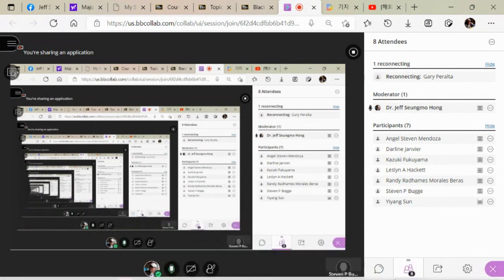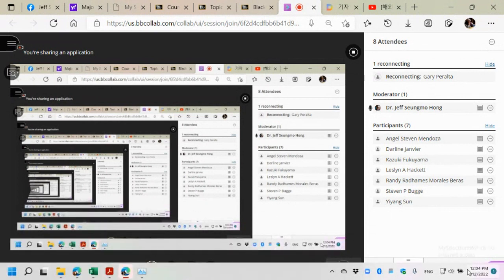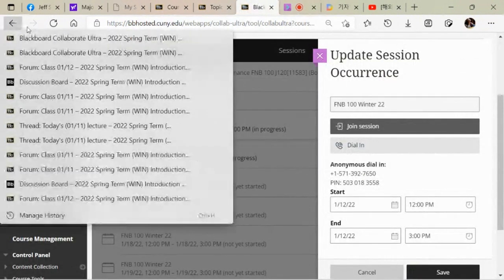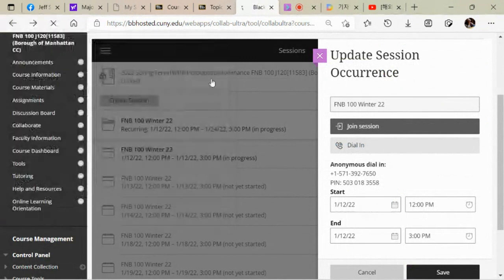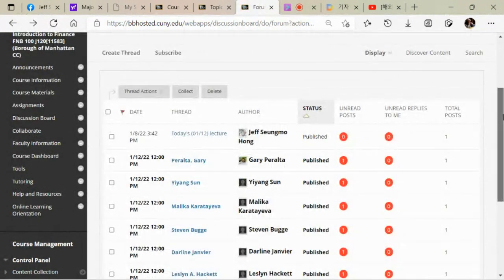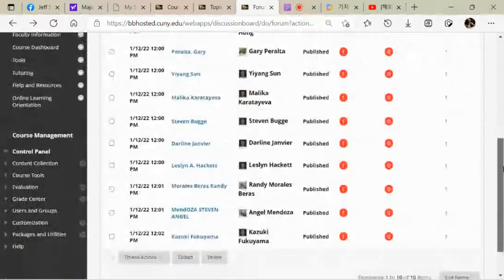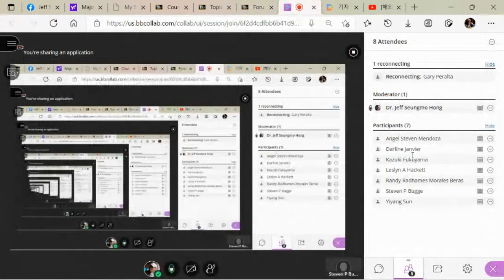Okay, I see seven people. Seven in the Collaborate, and let me quickly check how many in our forum today. And I see nine. So I just hope still two more people will join shortly.